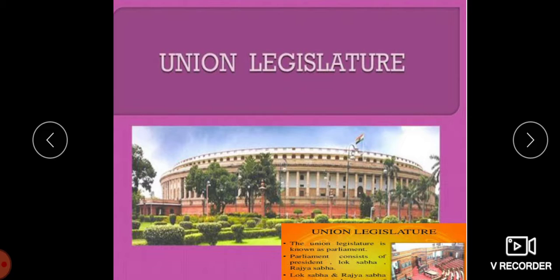Children, as we all know, Telangana became the 29th state of India on June 2nd, 2014. It comprises 10 northwestern districts of the former state of Andhra Pradesh. The city of Hyderabad will continue to serve as the joint capital for both Andhra Pradesh and Telangana for a period of 10 years.